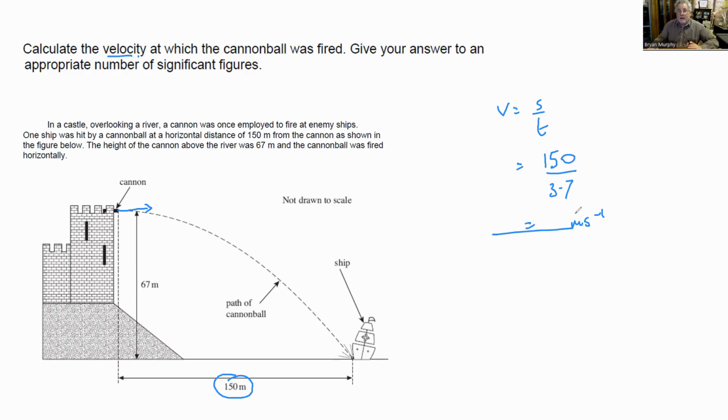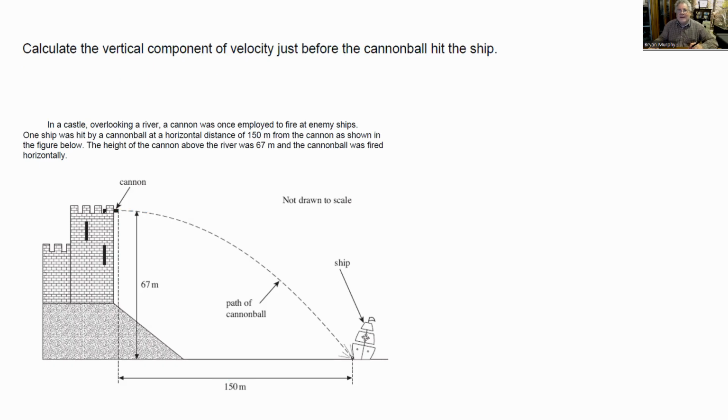Okay, quite good. Oh, I've just seen another part of the question. The last part of the question, I think, is that. No, there's another one. Okay. The part before, we got a value for the horizontal velocity. I don't know what it is, but we got a value. So that is our horizontal velocity, 150 divided by 3.7.